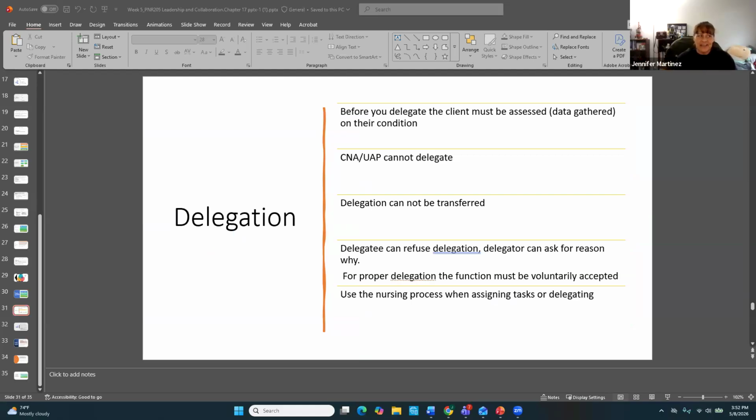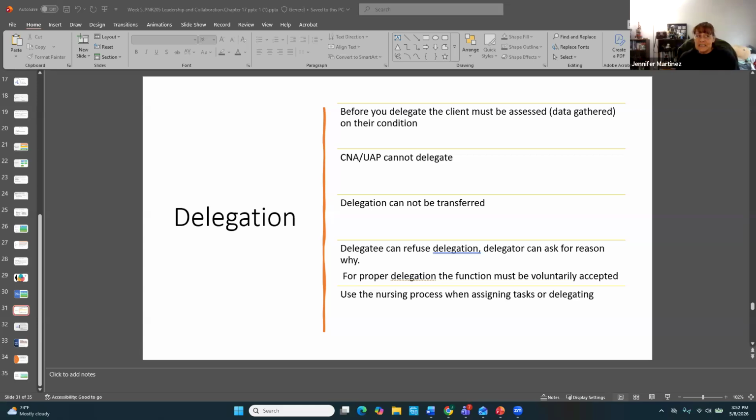So again, delegation, you must assess your client. They have to be stable clients. You cannot delegate a duty to an unstable client. CNAs cannot delegate. So if Ashley is a CNA, she can't delegate a duty to another CNA, a nurse. Delegation also cannot be transferred. So if I ask Shahada to go get the glucose levels on room 5, then Shahada can't go to Zamira and say, hey, go get that glucose level on room 5. So it can't be transferred.